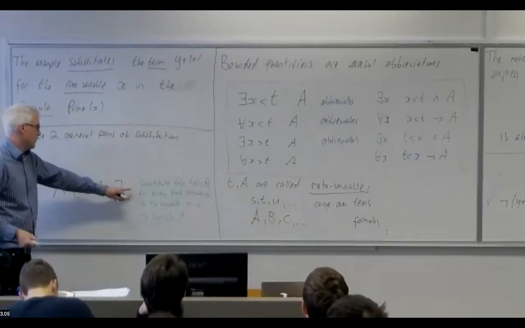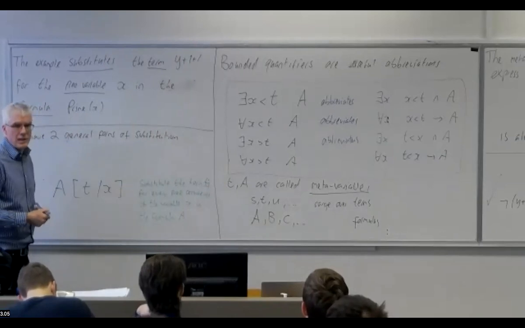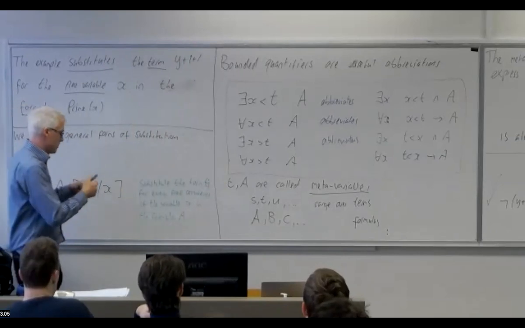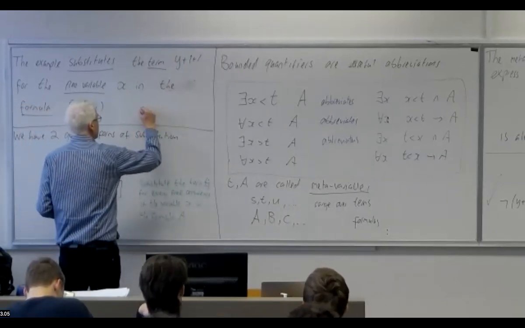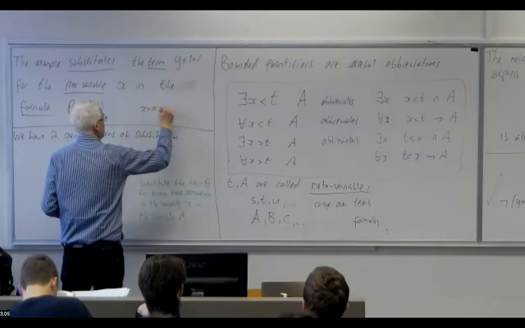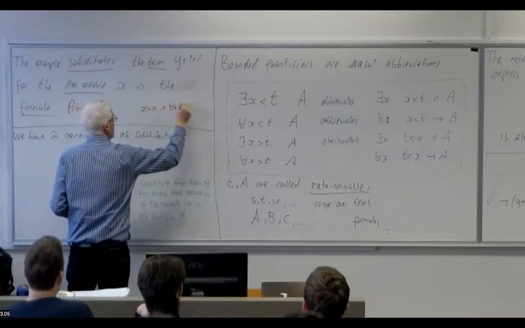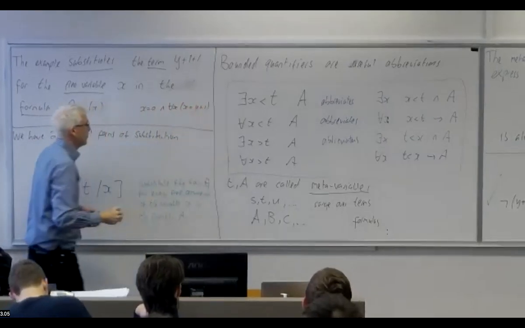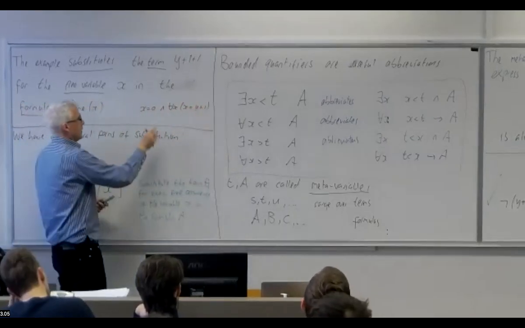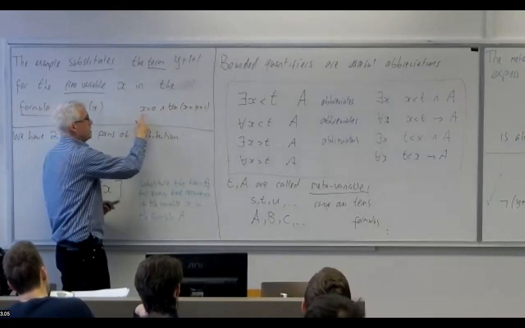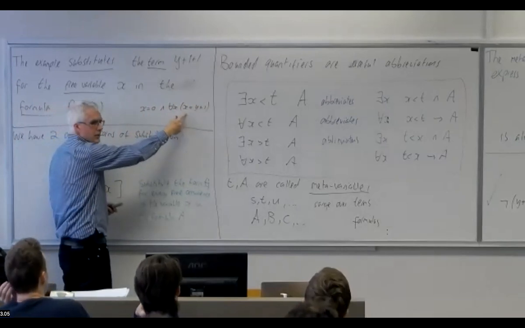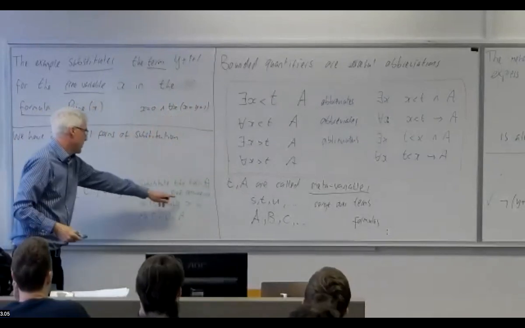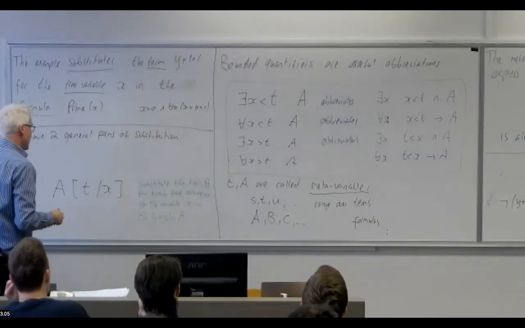I say reoccurrence because it's possible to have a formula in which the same variable occurs both free and bound. For example, we could have x equals 0 and for all x, x equals y plus 1. This occurrence of x is free, and this occurrence of x is bound because it's inside the scope. That's why the word occurrence comes in.